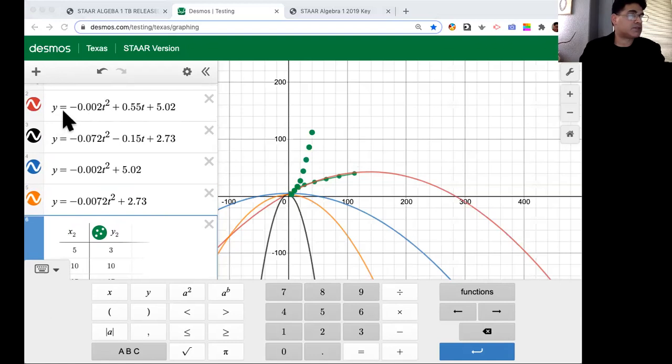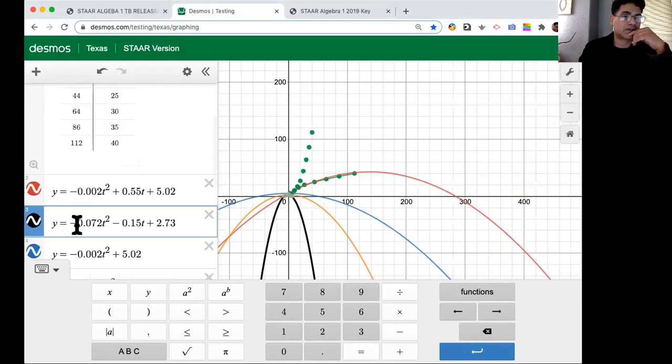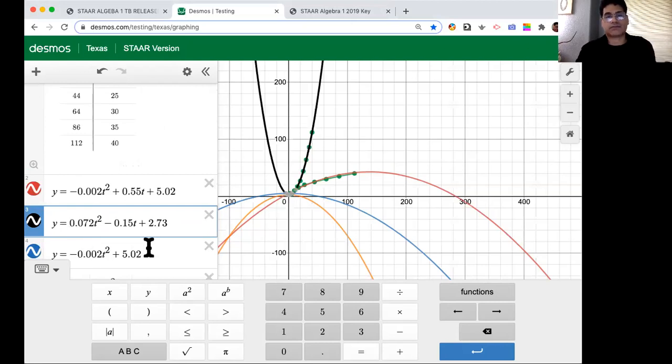Negative 0.002 squared plus 0.55t plus 502. The second one, y. Okay, all right. Oh, okay, all right. I don't know why I didn't catch that before. Well, that's what happens sometimes when you're at this test for a while and you're only on 17, you start to get drawn down a bit. And hopefully by about this time, lunch will be called.